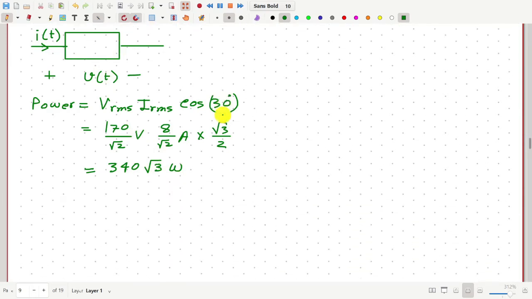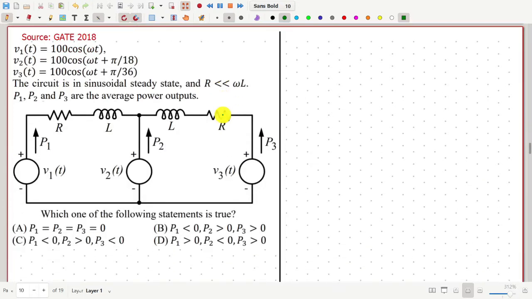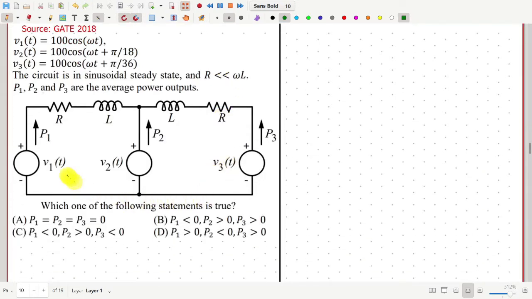Now move on to the next question. In this circuit, we have three voltage sources V1, V2 and V3. The expression of these three voltages are given. Notice that all the three voltages have same amplitude or RMS value, but the voltage V2 is leading V1 by pi by 18 radian, that is 10 degree.